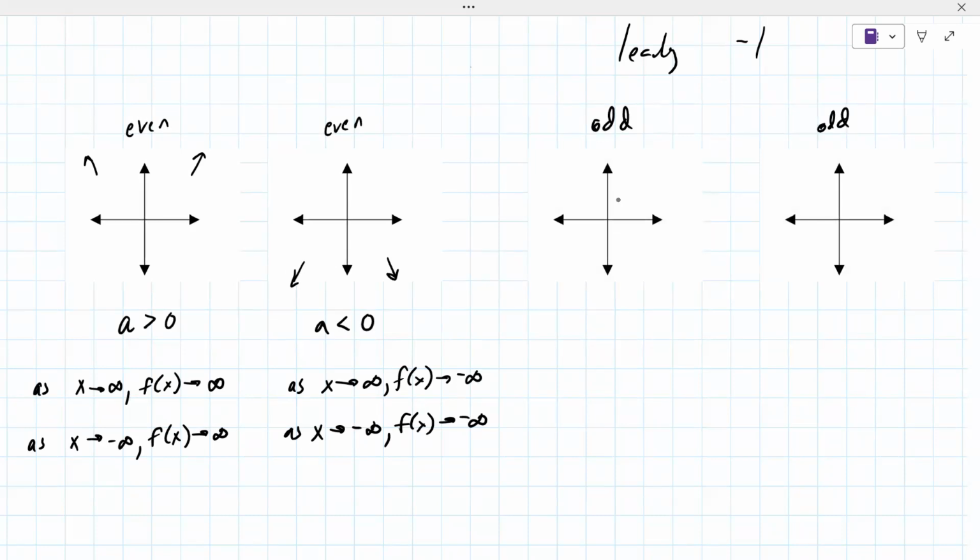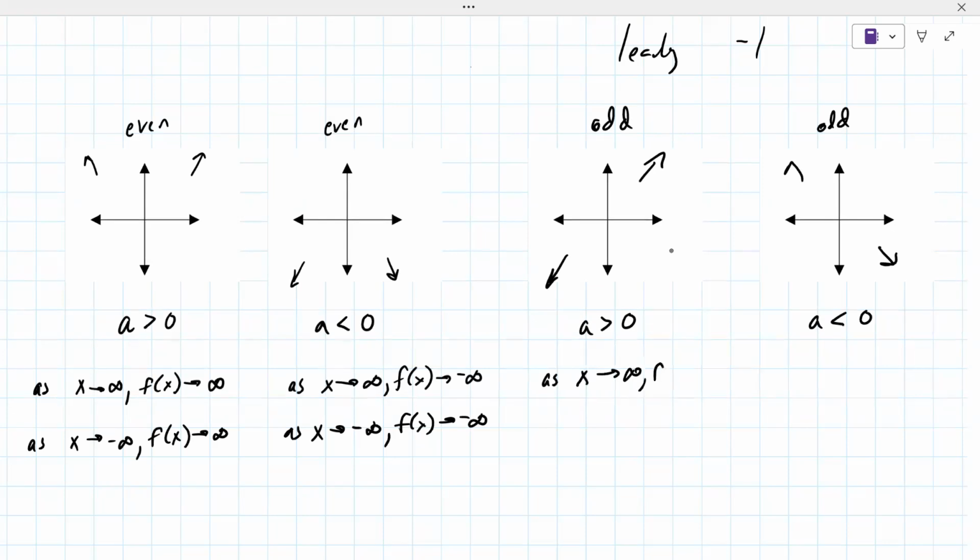Now the other case is if it's odd. So if it's odd, it either starts low and ends high, starts high and ends low, or you can use that rising and falling language again. This is leading term greater than 0. This is leading term less than 0. And you similarly can write all of the possibilities.